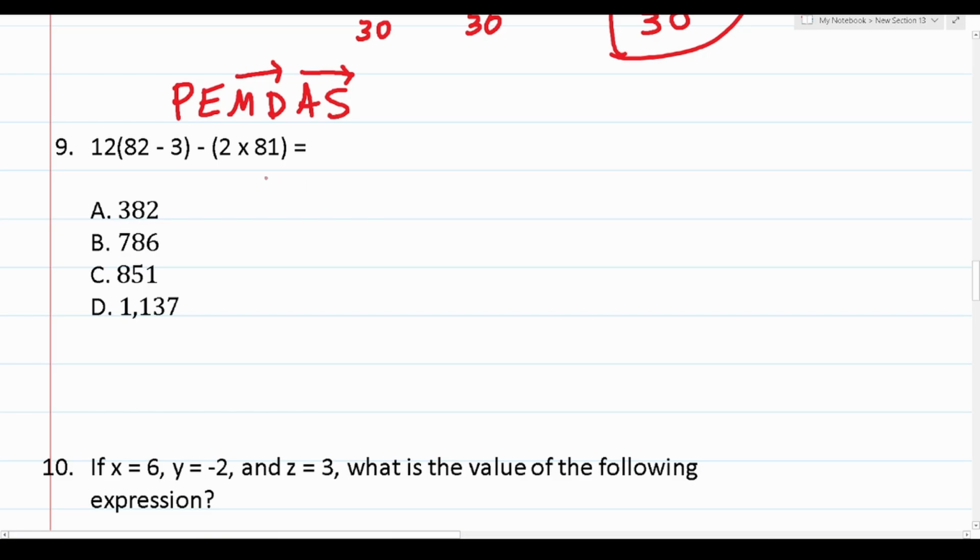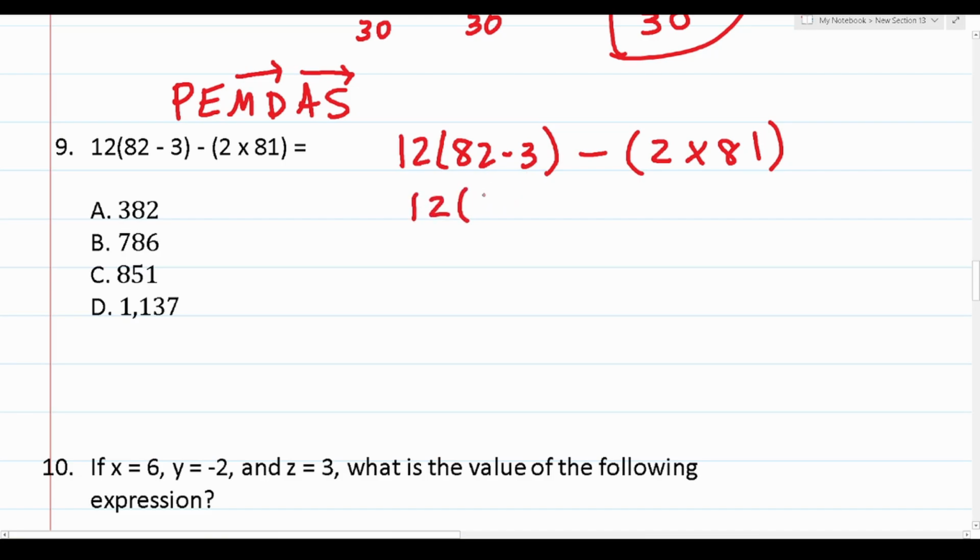So in this case, let's start by writing our expression off to the side. We have 12 times (82 minus 3) minus (2 times 81). So in this case, we do have parentheses, and we want to work out, according to the order of operations, what's in parentheses first. So let's go ahead and do that. We have 12 times, 82 minus 3 is going to be 79, minus 2 times 81. We can do that off to the side if we need to. 1 times 2 is 2. 8 times 2 is 16. So this is minus 162.